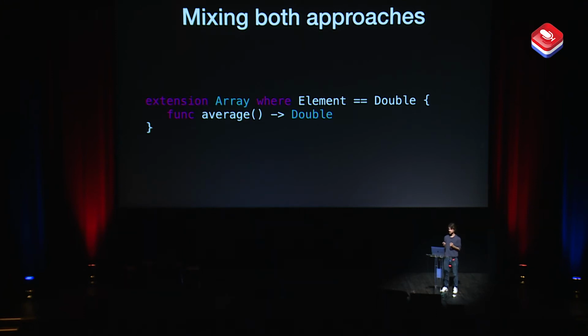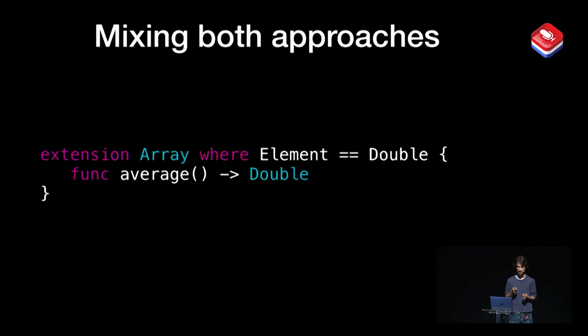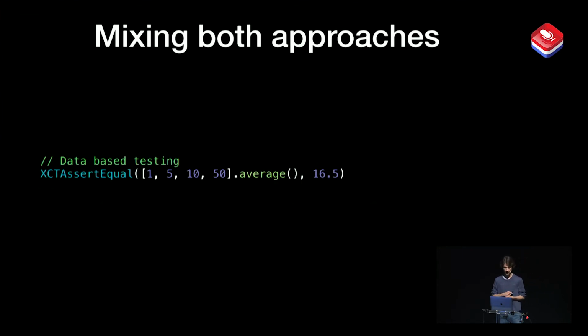We're going to imagine that we have a function that computes the average of an array of doubles. Very easy to understand. And basically, for such a function, we might want to use good old data-based testing. So given a set of inputs, I am expecting this result. It's very easy to test that for some known value, we indeed have the correct result.